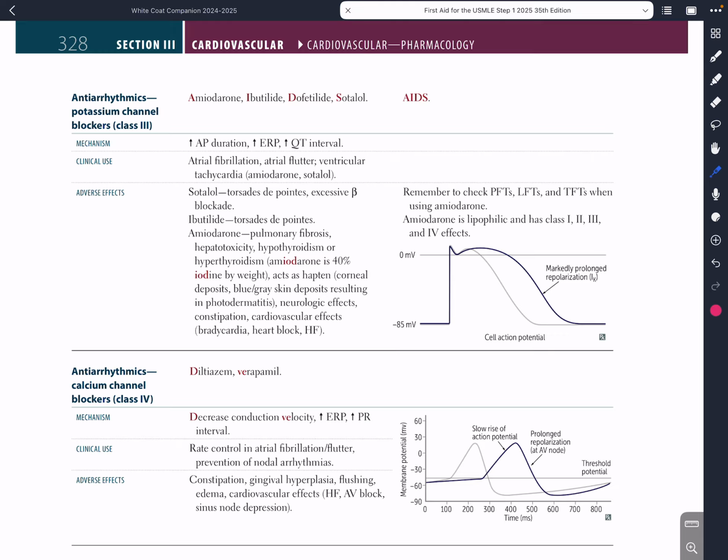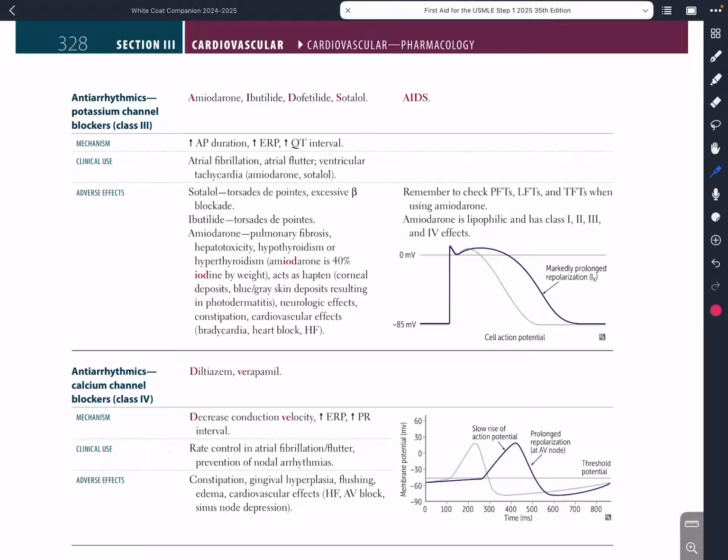You can also go up to 300 milligram TID in ICUs. Anyway, the mechanism of amiodarone is increased AP duration, increased ERP, increased QT interval. Clinical use: amiodarone is used in atrial fibrillation, atrial flutter, ventricular tachycardia.